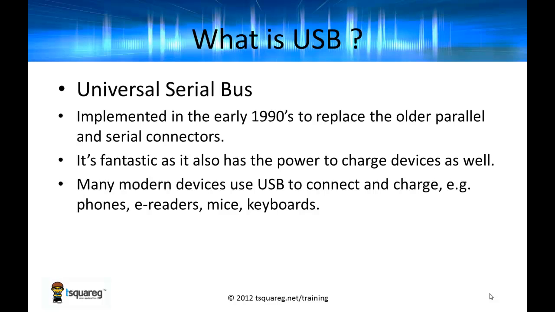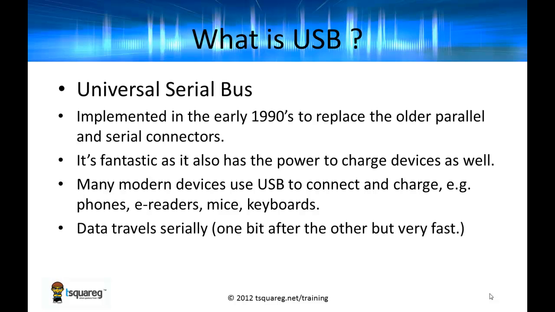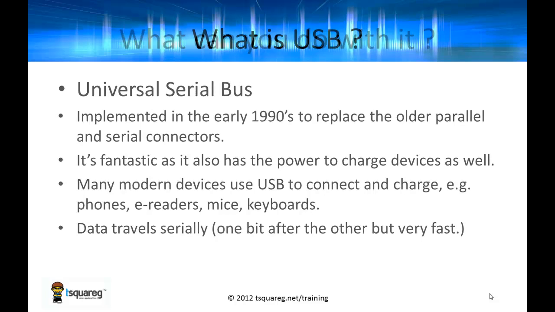As I already mentioned, phones and e-readers are charged, while mice and keyboards aren't, but of course they do make use of the USB technology. Now, one of the things about USB is the fact that the data, even though it's traveling serially, which is one bit after another, is moving very fast, and that makes it very good at moving data very quickly, even better than some of the older parallel technologies.